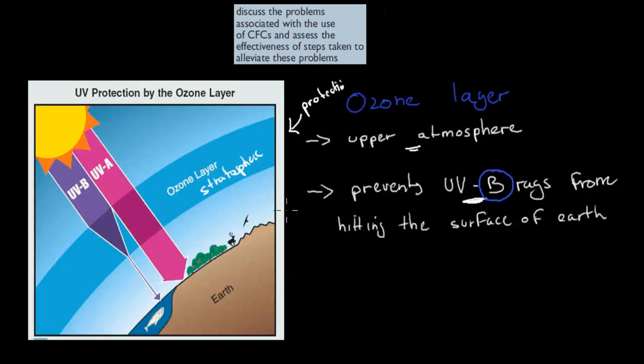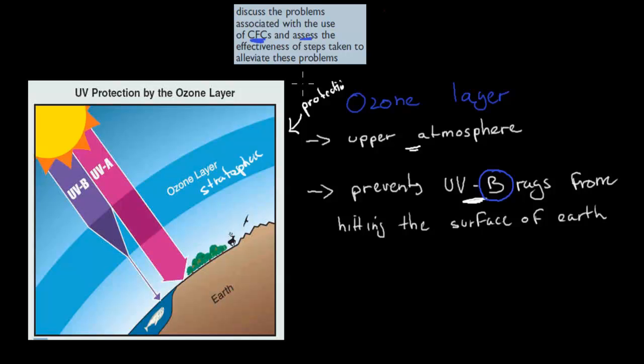So ozone layers are quite important because they can block the UVB rays right here, and that means that we have less problems on the surface of the Earth, such as skin cancer, etc. So that's what the ozone layer does, and it's quite useful. But what we're going to do in this video is we're going to discuss the problems associated with the use of CFCs. So we're going to discuss problems, what do CFCs do, and also we're going to assess the effectiveness of steps taken to alleviate these problems.